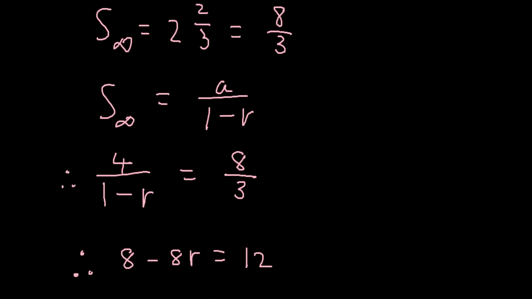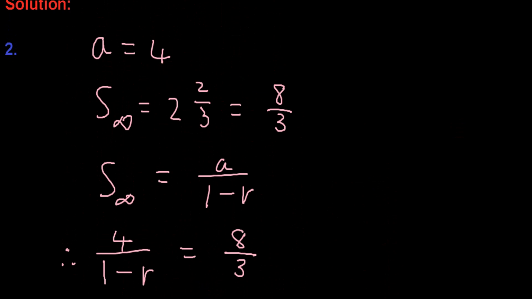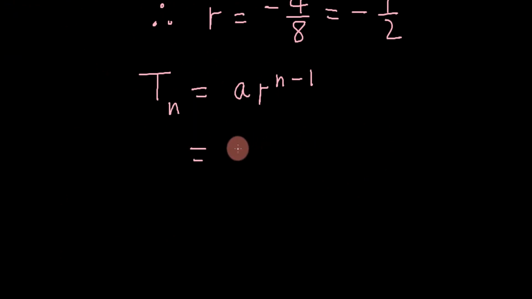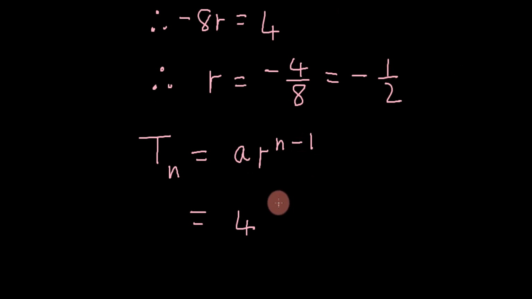We saw earlier that a is equal to 4 and r is negative a half. So negative a half to the n minus 1. So then we have an expression for the nth term.